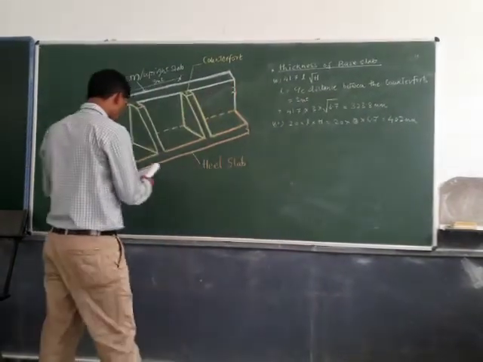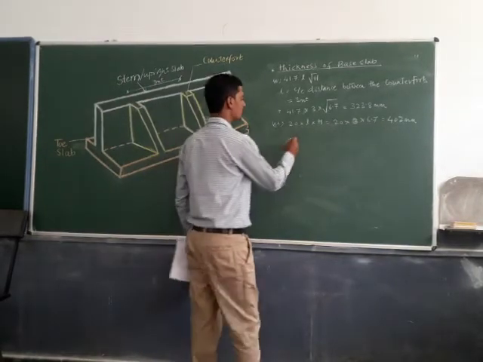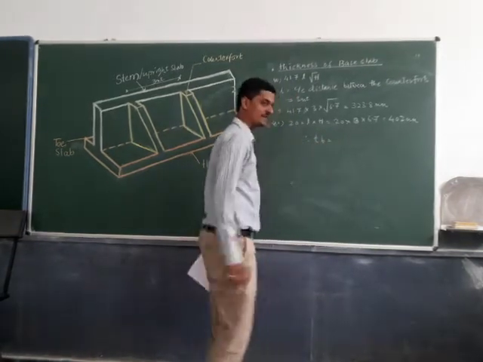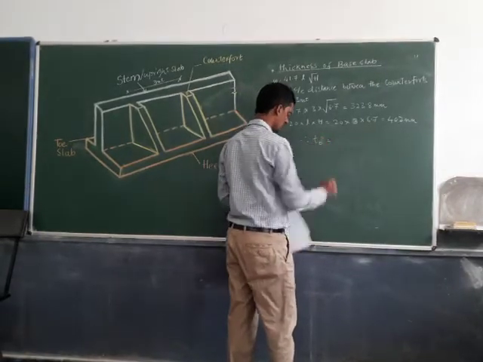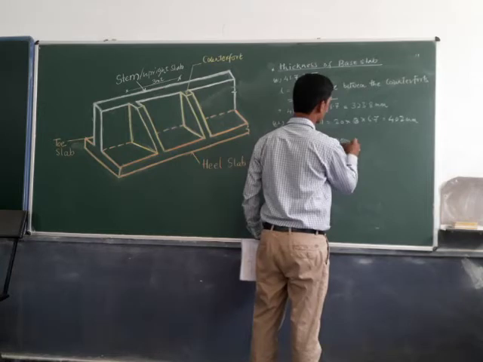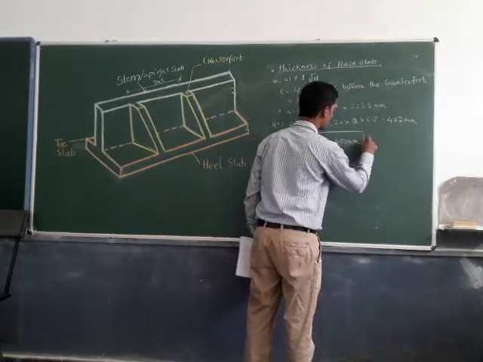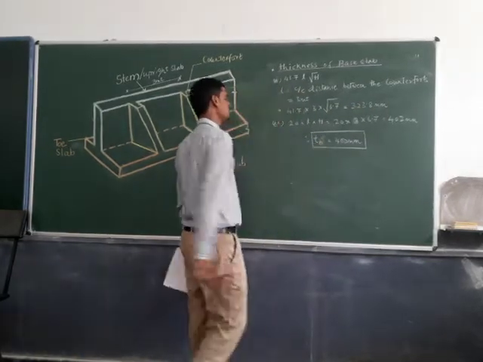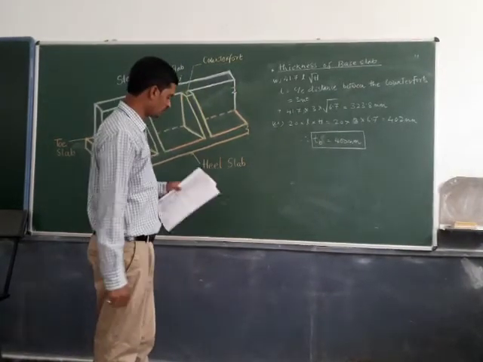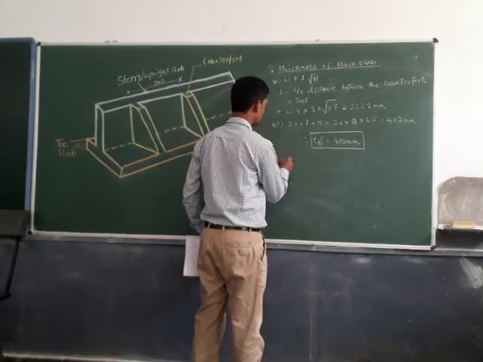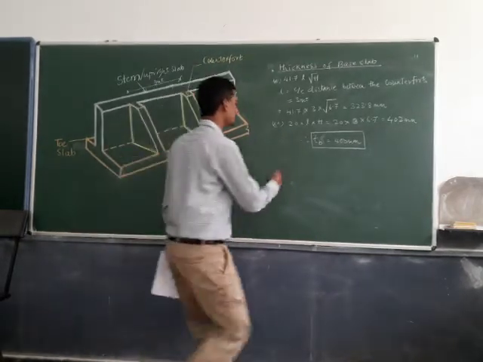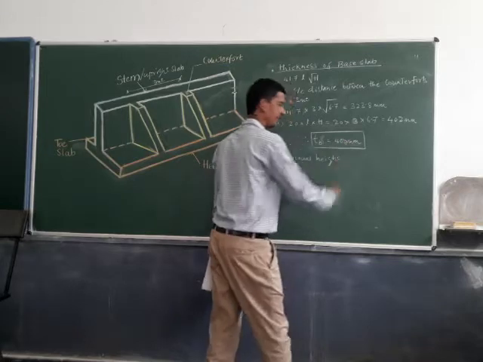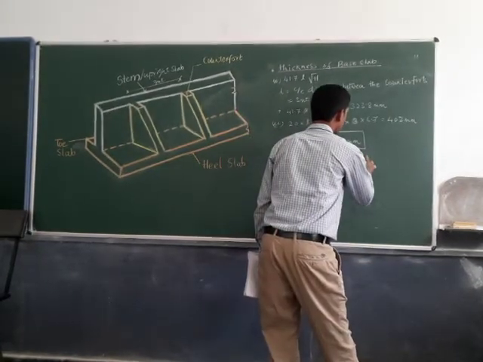Therefore, we consider the thickness of base slab, TB, as 400 mm. We have to consider it between 323.8 and 402, so let us consider the thickness of base slab equal to 400 mm. Okay. So therefore, the actual height of the upright slab.